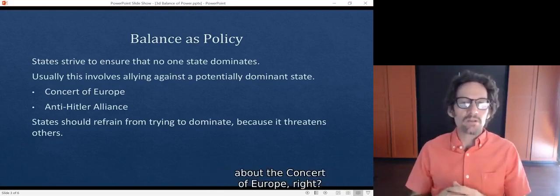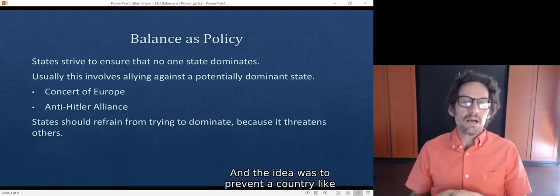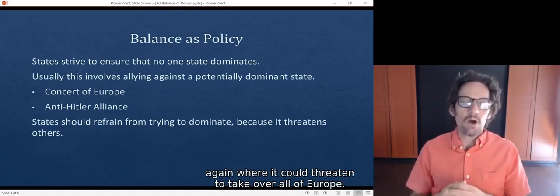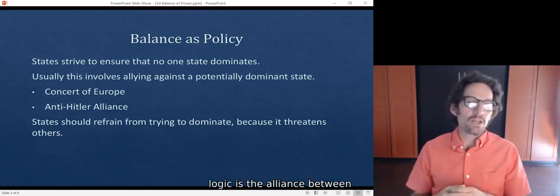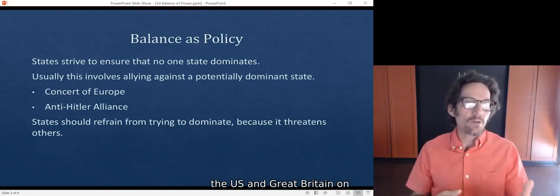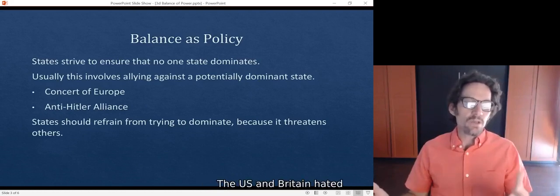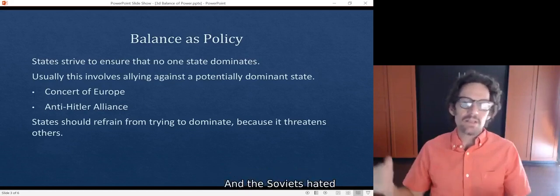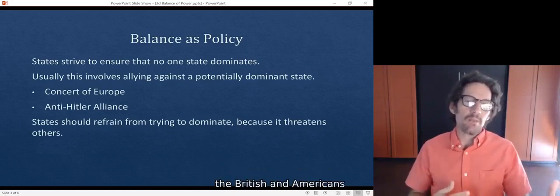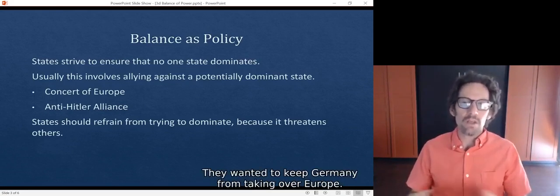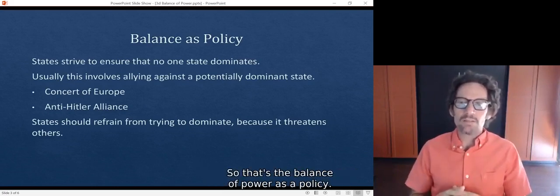So we've talked already about the concert of Europe, right? And the idea was to prevent a country like Napoleonic France from ever getting in a position again where it could threaten to take over all of Europe. Another great example of this kind of logic is the alliance between the US and Great Britain on one hand and the Soviet Union on the other to fight against Nazi Germany. The US and Britain hated the Soviet Union because it was communist and for a lot of reasons. And the Soviets hated the British and Americans because they were the leaders of global capitalism, but it didn't matter, right? They wanted to keep Germany from taking over Europe. They had this common cause. So that's the balance of power as a policy.